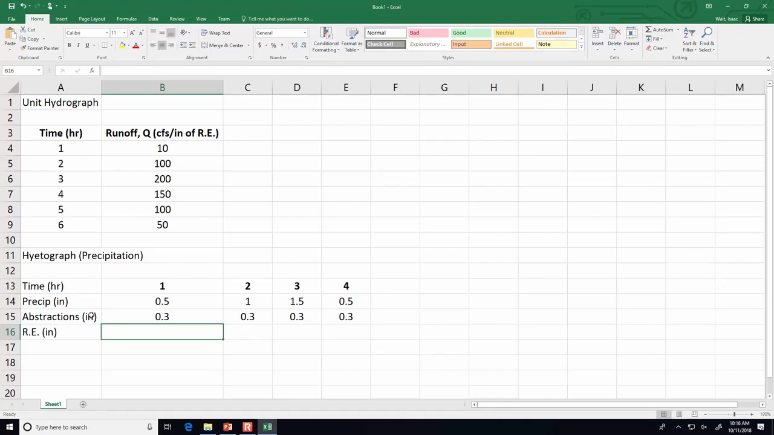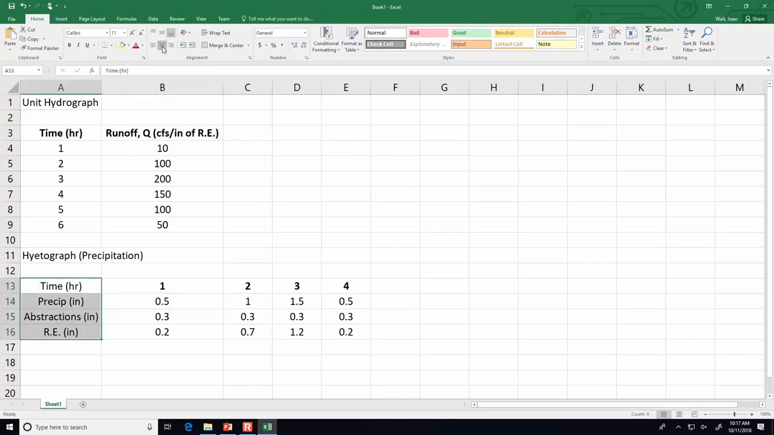Any questions so far? This is just all given data to this point. So we're just doing the first calculation here. So equals precipitation minus abstraction, and that gives us the rainfall excess. So during that first hour, there's half an inch of rain, but 3/10 of it is lost due to abstraction, so 0.2 inches of rain is going to be the leftover amount that will contribute to runoff. Okay, so now what we're going to use this to determine is the resulting runoff hydrograph.